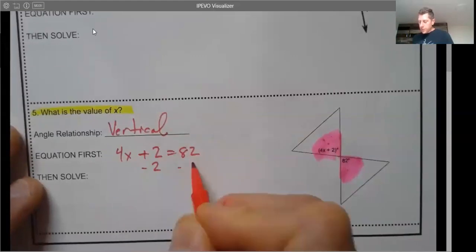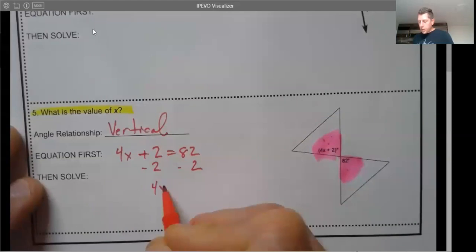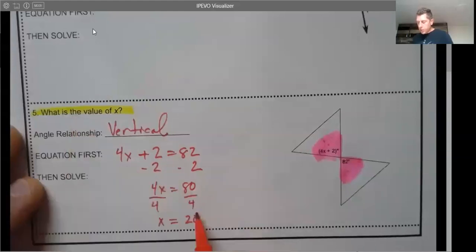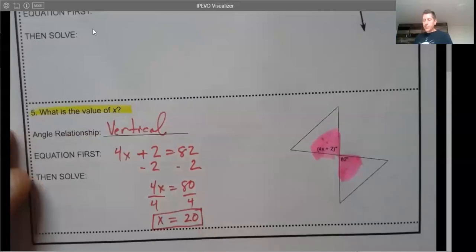Subtract 2. 4x equals 80. Divided by 4. x equals 80 divided by 4, which is 20. And we're being asked to solve for x. So there's our answer. And we're done.